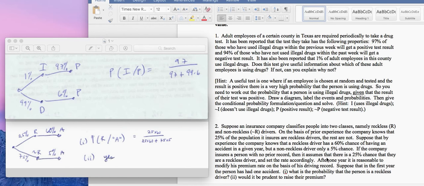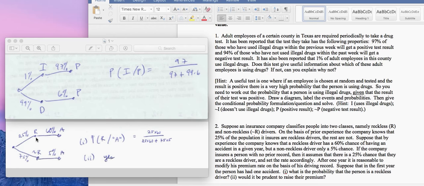After 1 year, is it reasonable to modify his premium on the basis of his driving record? Okay, so what are you asked for here? One, what is the probability that the person's a reckless driver? Before you answer the second question, you got to do this. So here's the diagram. The population splits into two sides, either reckless or not reckless, right? 25% is reckless. That means 75% is not reckless.